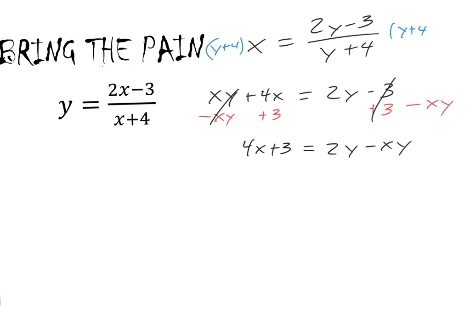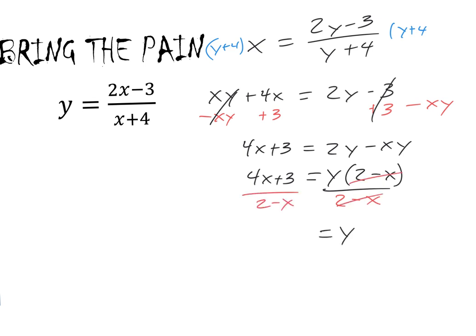Now we've got to solve for y. I'm going to factor out a y here. So I'd have y times 2 minus x equals 4x plus 3. And then I can divide both sides by 2 minus x, and that would cancel that out. So then I'd have y equals 4x plus 3 over 2 minus x. So we can do it. We just found the inverse of this function.